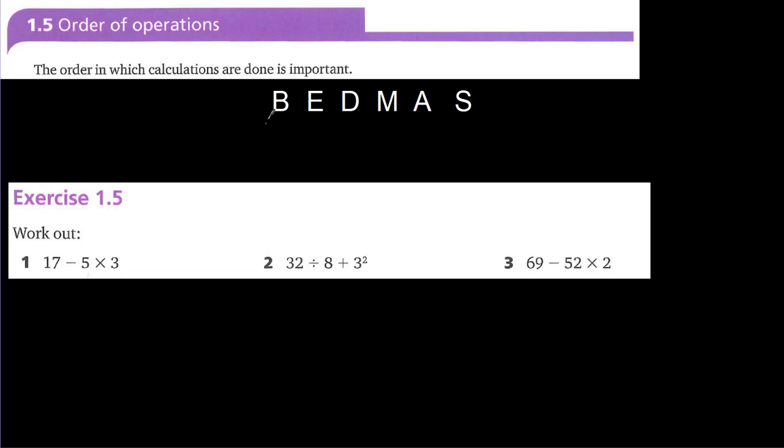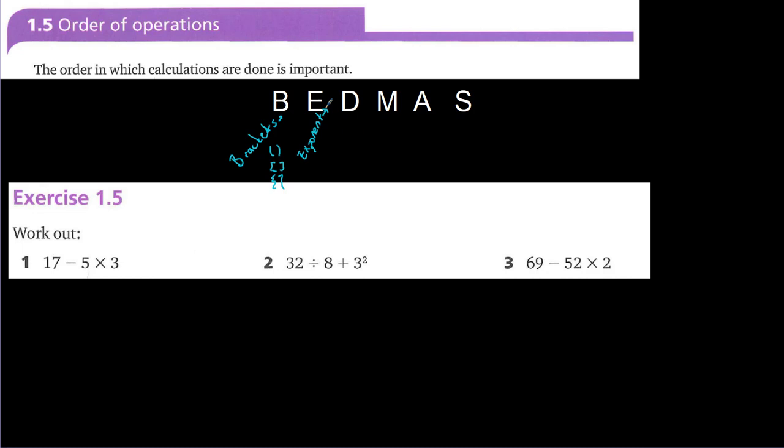B means brackets. What does bracket mean here? When you hear bracket, this includes parentheses, brackets, and braces, the set parentheses. After brackets, first you are going to solve the questions inside the brackets, then you are going to continue with the exponents. So the second operation is exponents.